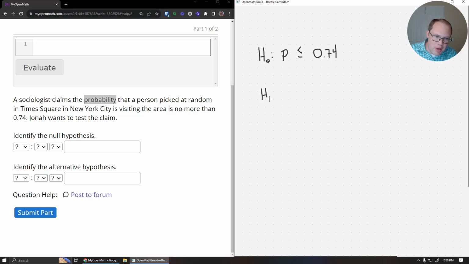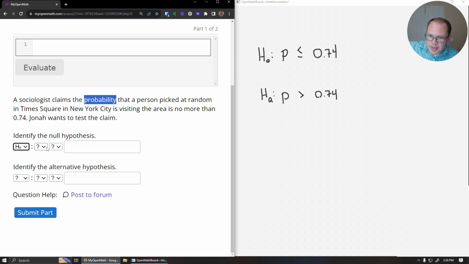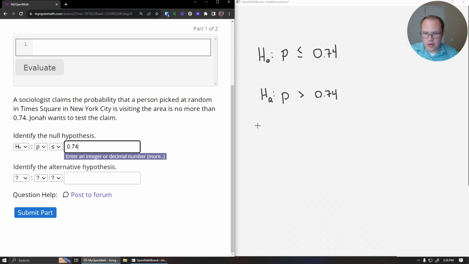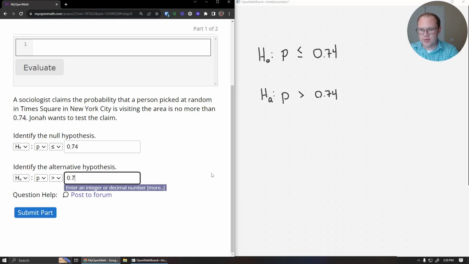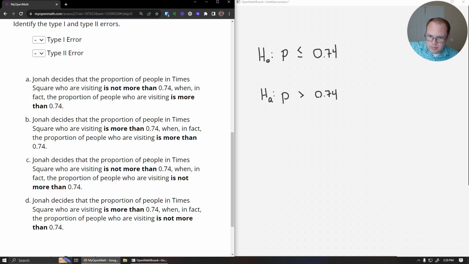The alternative hypothesis is the same statement, but it's the opposite. It's the opposite mathematical symbol. So instead of no more than 0.74, it's that the proportion is more than 0.74. Just take the opposite mathematical symbol. So over here, the null hypothesis is about the population proportion, and it's that it is less than or equal to 0.74. The alternative hypothesis is that the population proportion is more than 0.74. Okay?